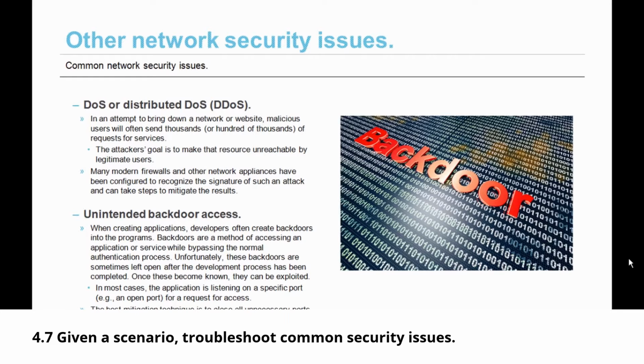When creating applications, developers often create backdoors into the programs. Backdoors are a method of accessing an application or service while bypassing the normal authentication process. Unfortunately, these backdoors are sometimes left open after the development process has been completed. Once these become known, they can be exploited. In most cases, the application is listening on a specific port for a request for access. The best mitigation technique is to close all unnecessary ports on a network. Kind of sounds familiar, doesn't it?